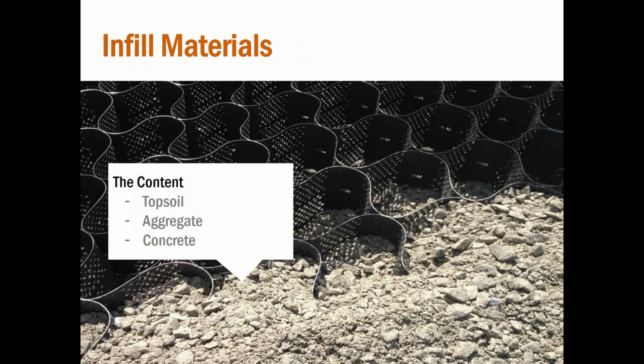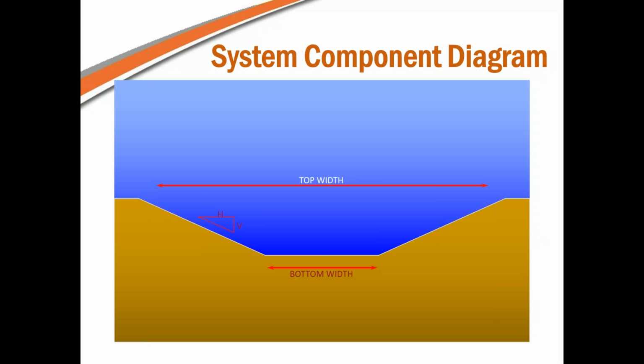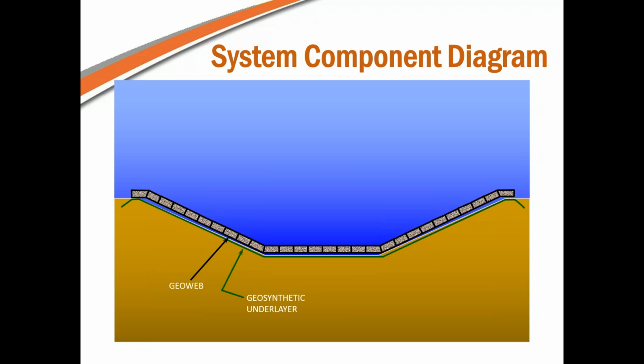The second main attribute is how the GEOWEB components interact, and here we have our channel with some standard dimensions. The first thing to go down is the geosynthetic layer, which can be a geotextile, a geomembrane liner, or any similar product. Then the GEOWEB panels are put in place. Note the panels have a horizontal turn near the top of the side slopes. This is important for crest anchorage and erosion control.